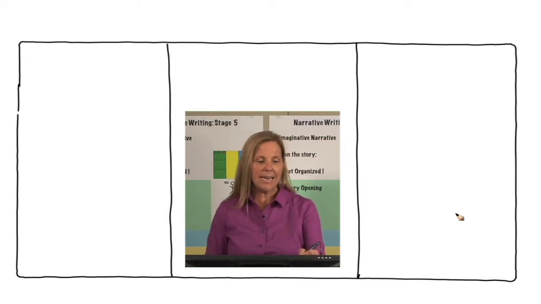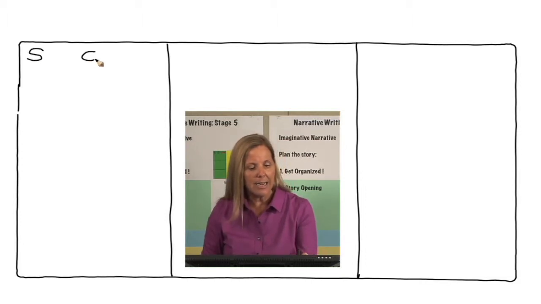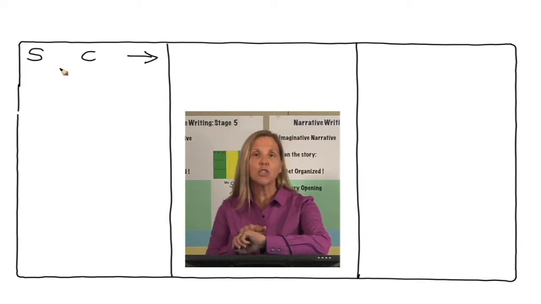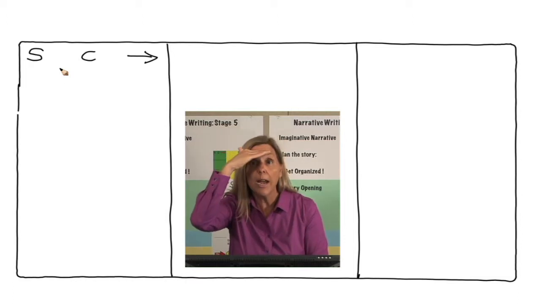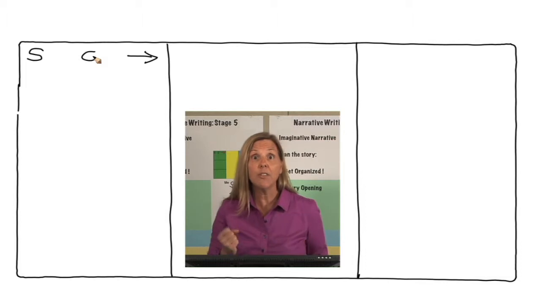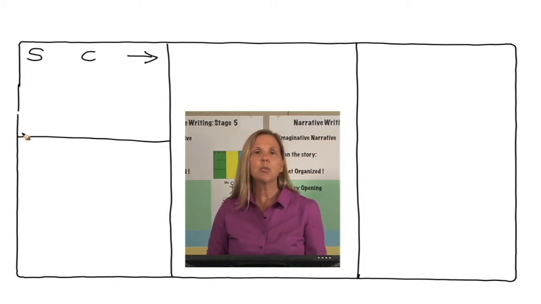Let's go to the beginning box. What do I need in the beginning box? Story opening. S, C, arrow. S is for setting. Setting tells us, touch your wrist like a watch, when and where. C is for character. Who's doing the action at the beginning of the story? Arrow is action. What is that character doing? We have our SC arrow for our story opening. We're also going to draw a line here because we want to sequence more in the beginning of the story.